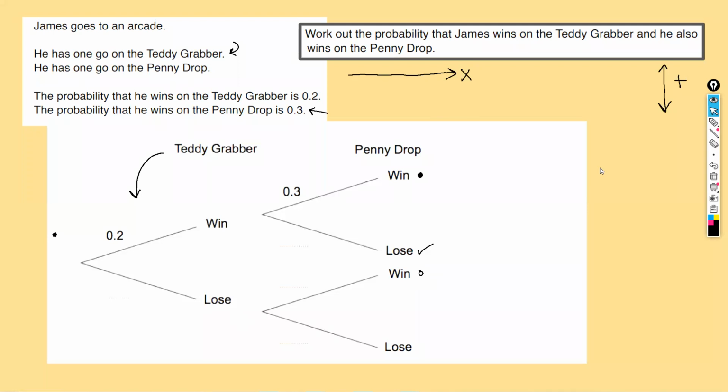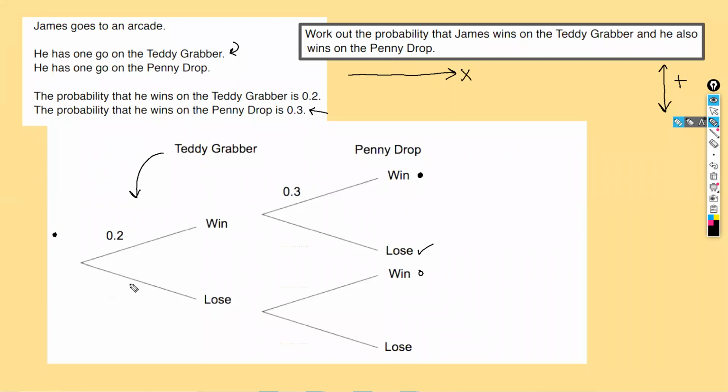But the point is, you're walking from left to right. Pretend like each one is a road, and these are the different paths you can take as you walk from left to right. But you notice some things are missing. The examiner gave you the probability of winning the teddy grabber. Did he give you the probability of losing? But shouldn't that be easy to calculate?